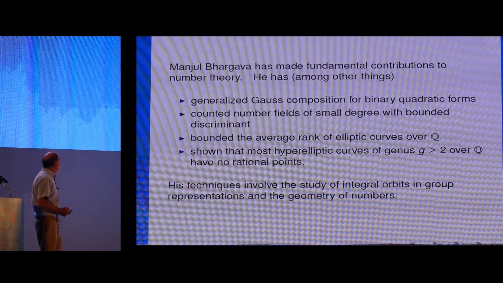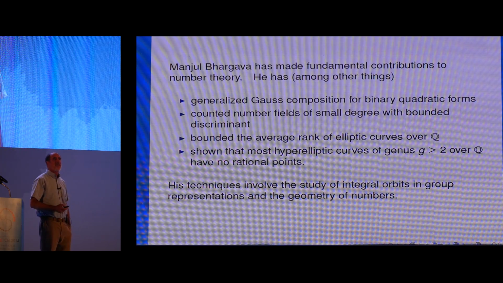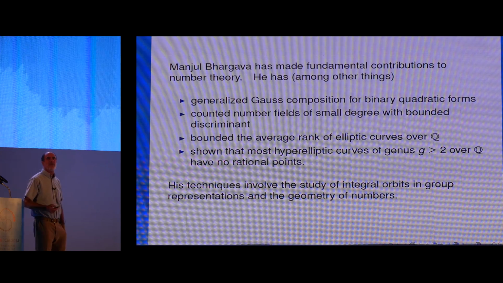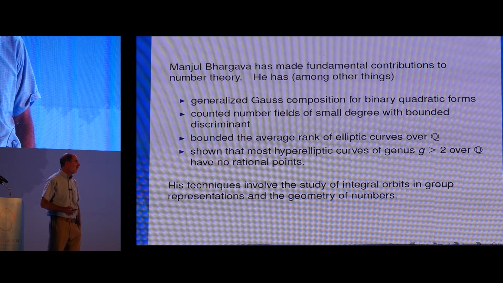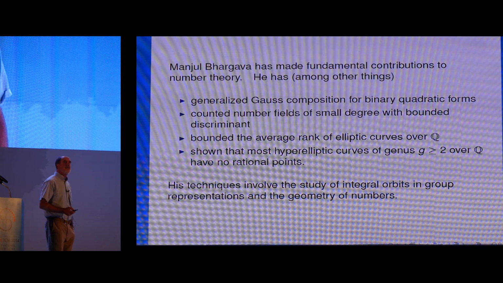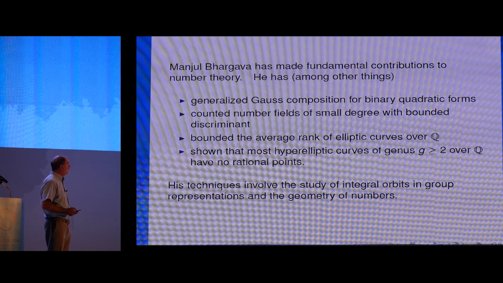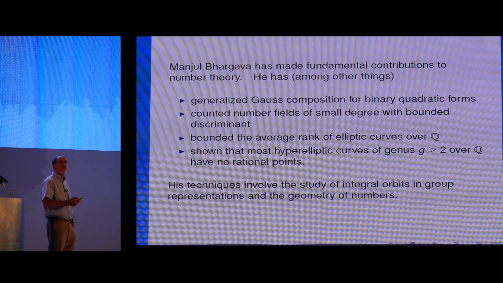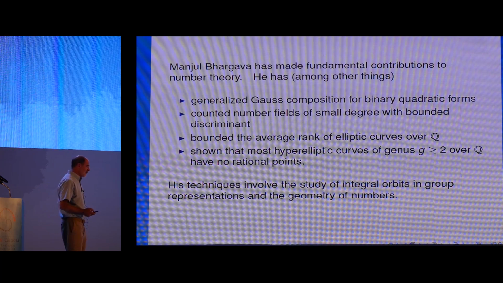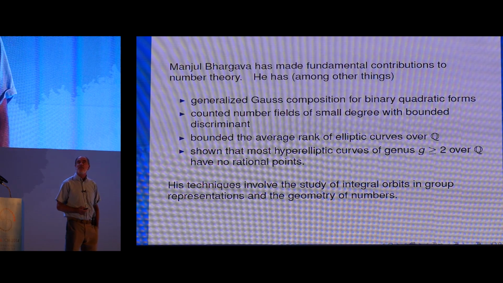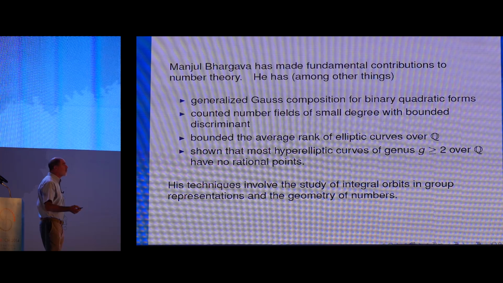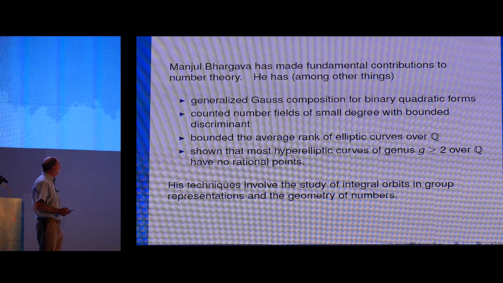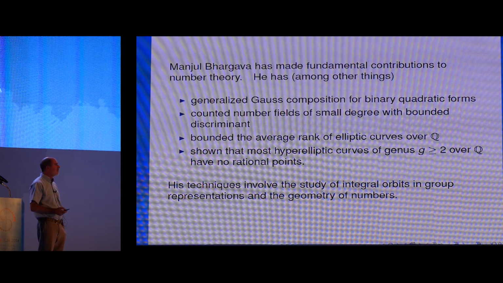And this method combines very detailed studies of integral orbits and finding arithmetic interpretations for these integral orbits in group representations with techniques from the geometry of numbers. It's just a whole panoply of mathematics. In integral orbits, it involves algebra, arithmetic, representation theory, and the enumeration of those orbits involves new ideas in geometry and analysis. It's just beautiful work.